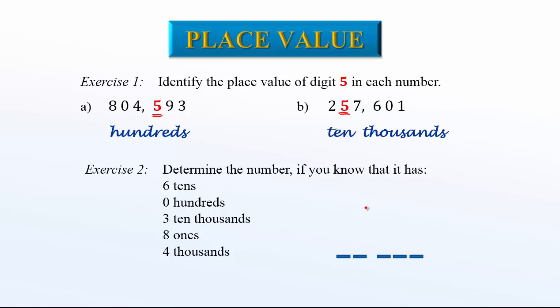6 tens. Well, it goes where the tens are, so the second digit, that's 6. 0 hundreds. Hundreds are in the third place from the right, so we have 0 here. 3 ten thousands. That's a thousands group. Ones, tens. That's a 10,000 column. So we have 3 there. 8 ones. That's an easy one, the last digit. And 4 thousands. That's a thousand place value. Place it 4. So our number is 34,068. And I hope that's good enough. Let's check your textbook and practice more.